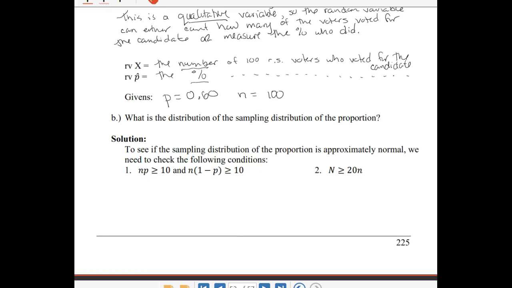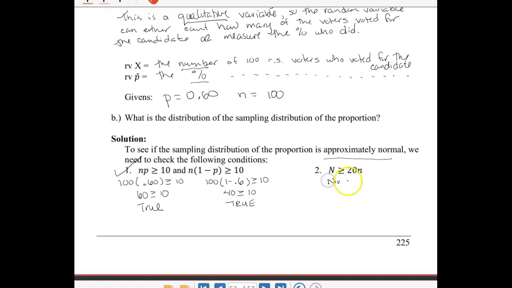Once again, we're asked what the sampling distribution of the proportion is. To check if it's approximately normal, we have some conditions to check. We check that np and n(1 minus p) are both at least 10. Little n is 100 times 0.60, and we want to know if that's at least 10. That gives us 60, which is greater than or equal to 10, which is true. And then n times 1 minus p, 100 times 1 minus 0.6, also needs to be at least 10. If we compute that, we get 40, which is also greater than or equal to 10. So that condition checks out.